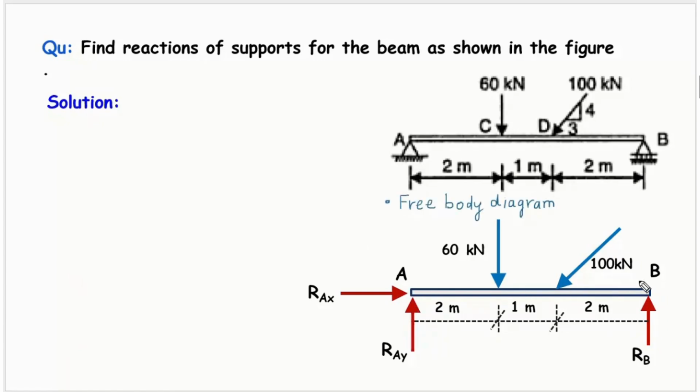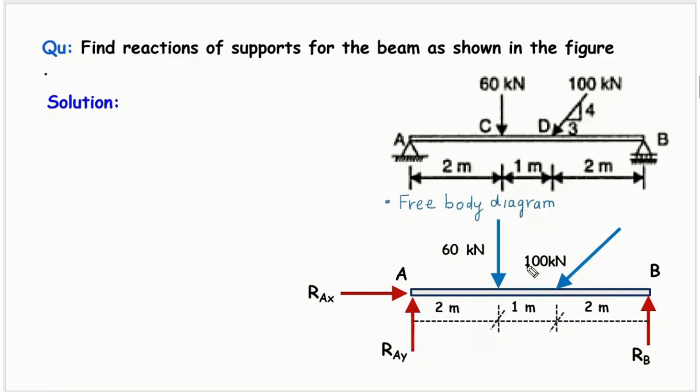If you look at the free body diagram of this beam, since at point A we have a hinge support, there shall be two reactions. One will be along the horizontal direction and the other along the vertical direction. Point B has a roller support, so here we have only a vertical reaction because a roller will not support any kind of inclined load. Here we have an inclined load of 100 kN.